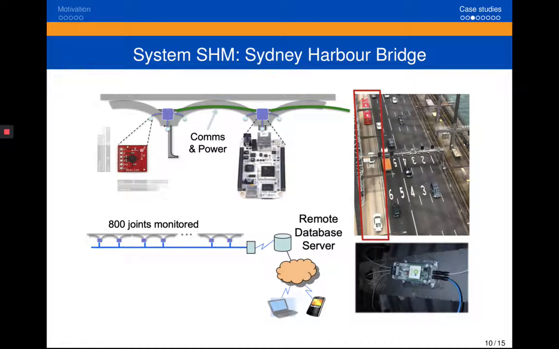So considering the structural health monitoring system of the iconic Sydney Harbour Bridge, it shows the node or the module which is placed on top of the joints to collect the data, with inbuilt comms, and the power supply is also provided for the operation of the nodes. As mentioned previously, there are about 800 joints which are monitored, and the data collected through these nodes is further transferred to the remote database server.